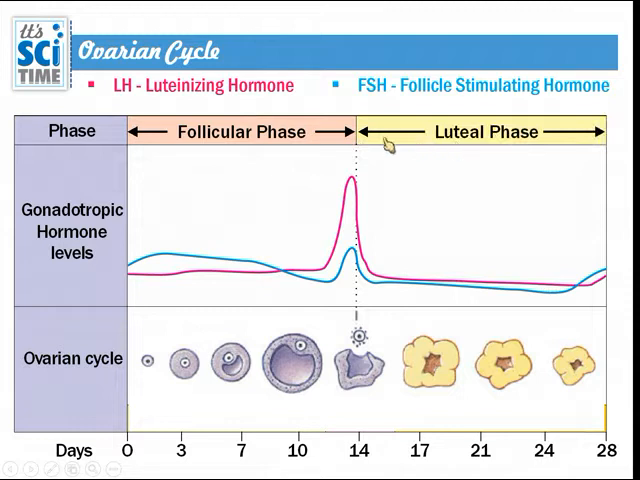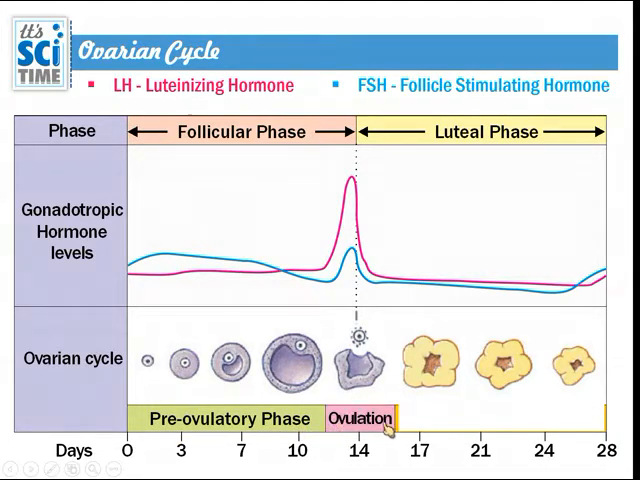Next one is the luteal phase. This phase is after 14 days, or 14 to 28 days. And this phase can be called the pre-ovulatory phase, before ovulation. This part is the ovulation. Around the 14th day it occurs. Last one is called the post-ovulatory phase. These are the phases in this ovarian cycle.